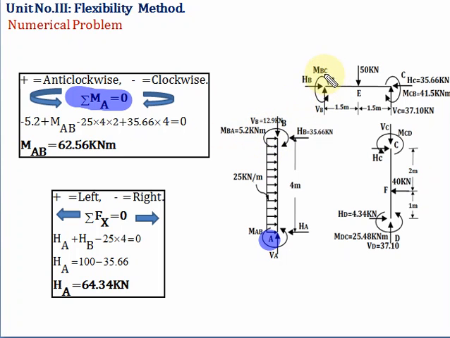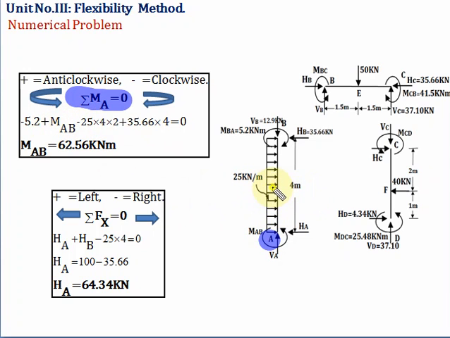Now this moment is acting in anti-clockwise direction. So for MBA it should act in clockwise direction. It should be equal and opposite, and then only the joint B will be in equilibrium. So minus 5.2 plus MAB. MAB is this moment acting in what? Anti-clockwise direction, positive.